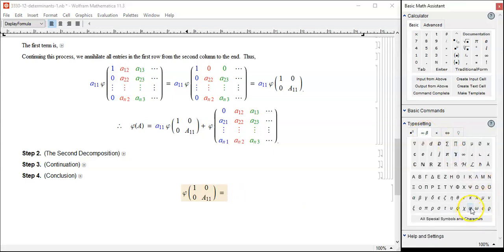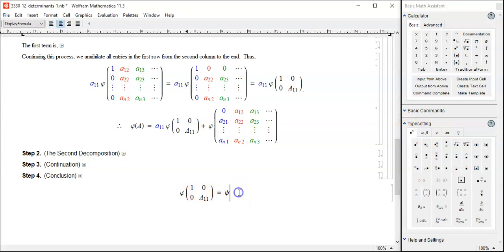Let's use the next Greek letter, C of A11, because everything that is important is over here. Then this is an n-1 variable real function with n-1 column vectors of dimension n-1. Basically, this is n-1 by n-1.